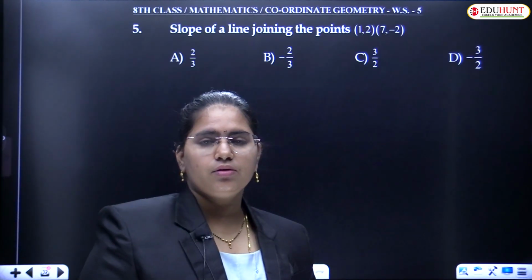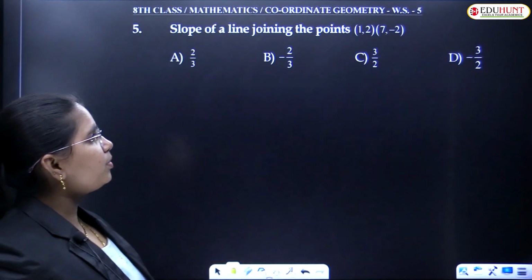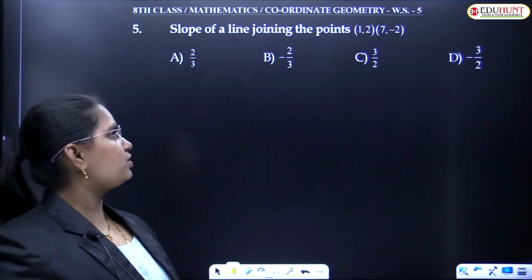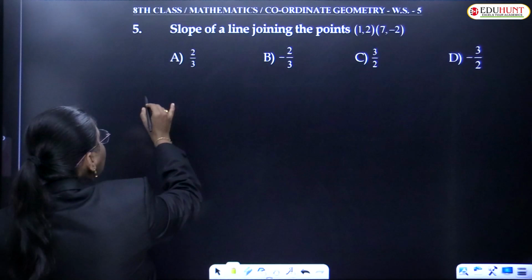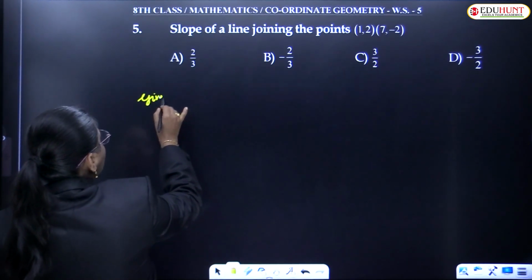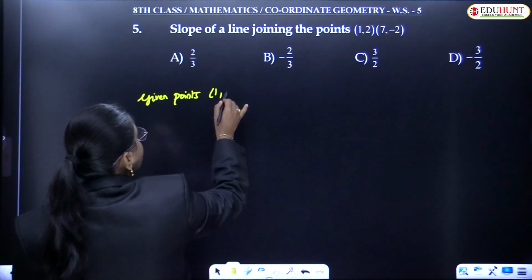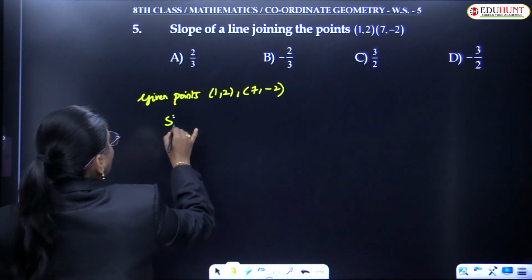Slope of a line joining the points (1, 2) and (7, -2). So let's write down the question. Given points, what are the points? (1, 2) and (7, -2).